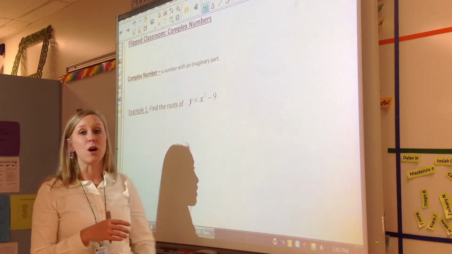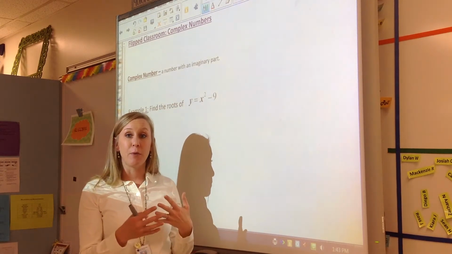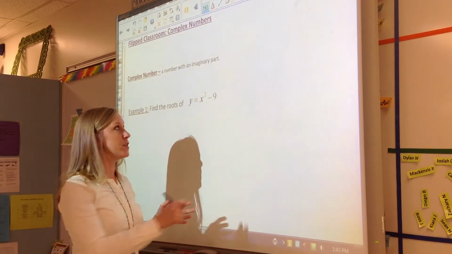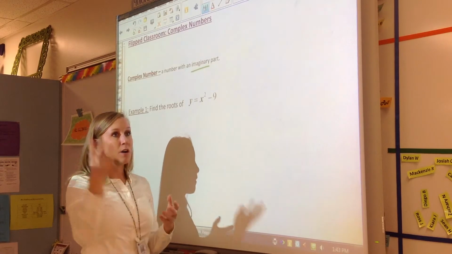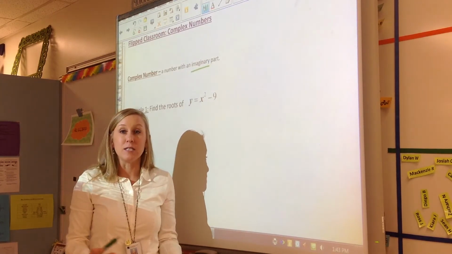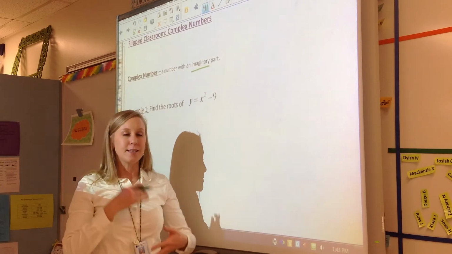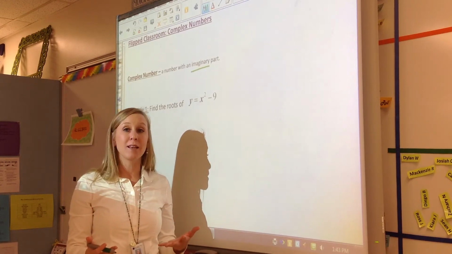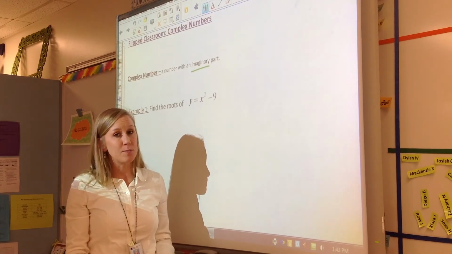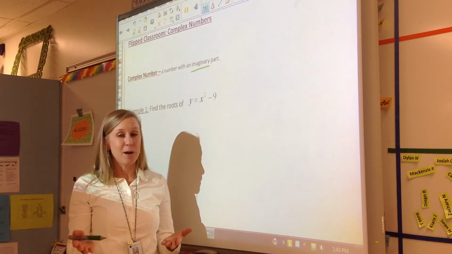And what complex numbers are, they're any number with an imaginary part. Well, you may be thinking, what's an imaginary part? And before I give you the exact definition of that, I want you to draw some connections with the word imaginary. Imaginary means it's not real, right? It's something that you didn't think was possible. And that's exactly what complex numbers are. They're something that we didn't think was possible, but actually it is possible.